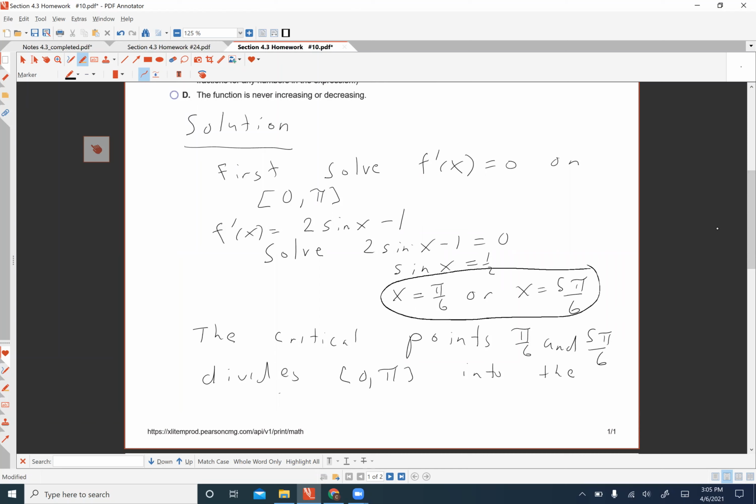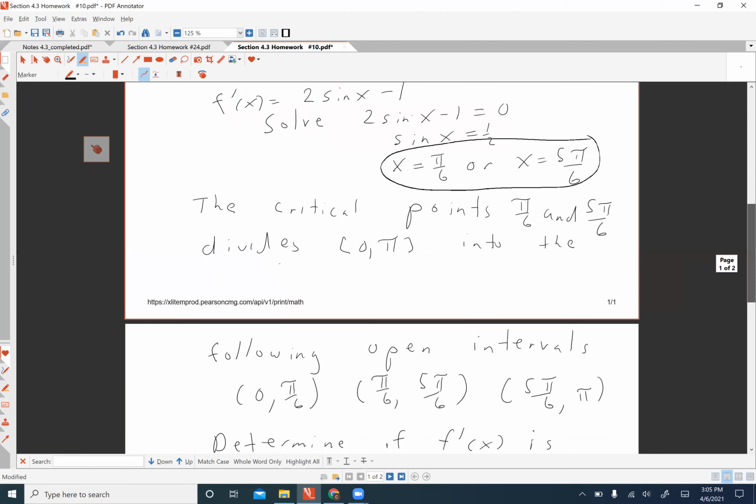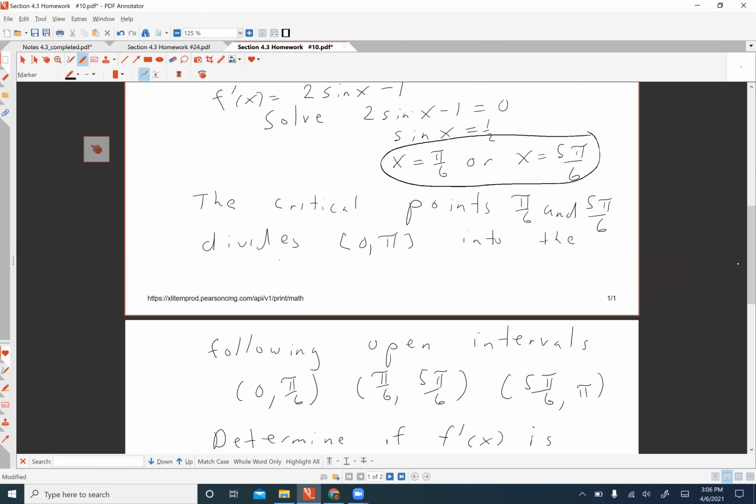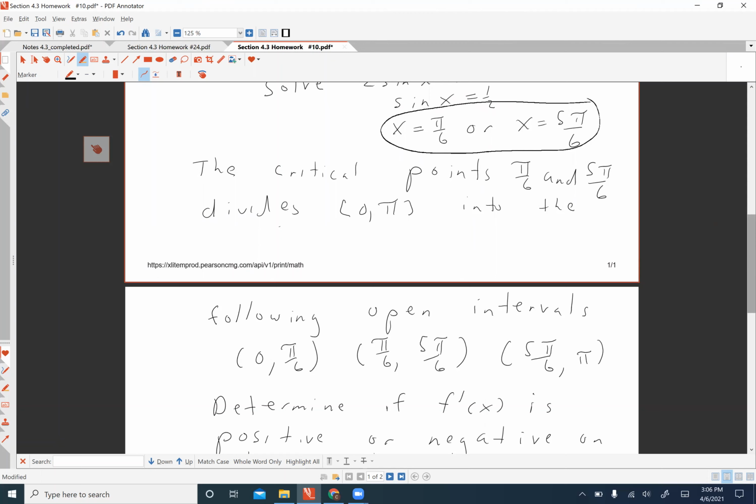Okay, and so the critical points pi over 6 and 5 pi over 6 will divide this segment 0 to pi into the following open intervals: 0 to pi over 6, pi over 6 to 5 pi over 6, 5 pi over 6 to pi. And we want to know, is the derivative positive or negative in these segments? And again, it can't be both, right? Because the derivative is actually a continuous function.